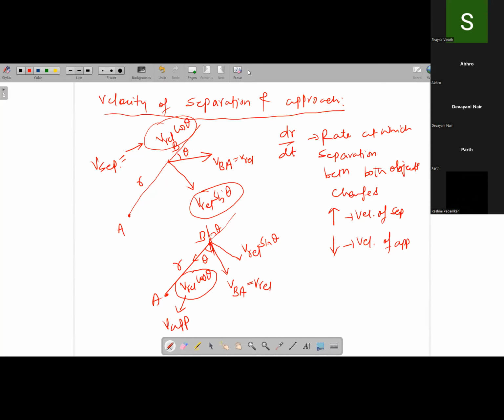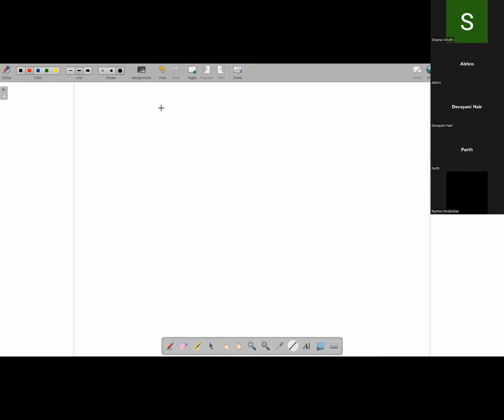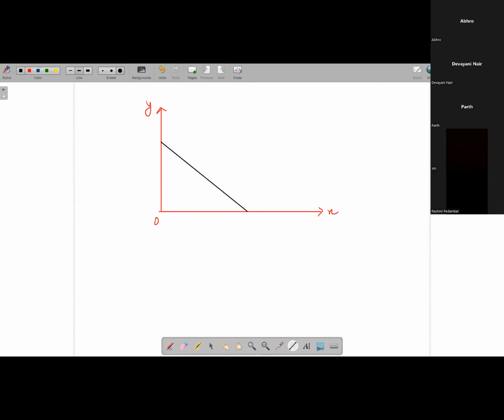Okay, now let's take one simple example. Suppose this is the x-axis, this is the y-axis, this is the origin. Suppose there is a rod that is kept like this. This end of the rod has some velocity, let's say 3 meters per second, and this end has some velocity like 4 meters per second. Right? Initially at t equal to 0.